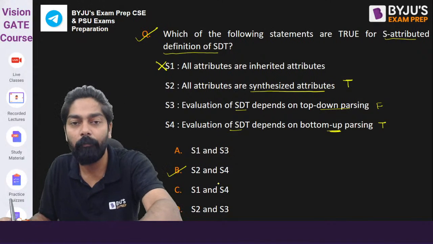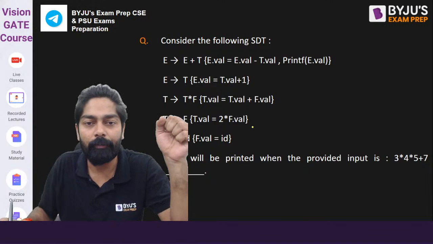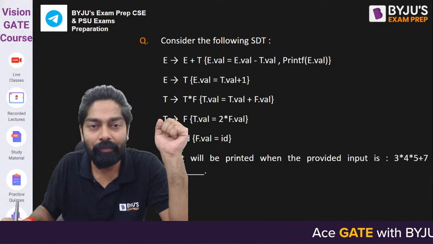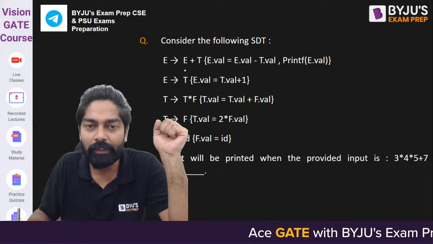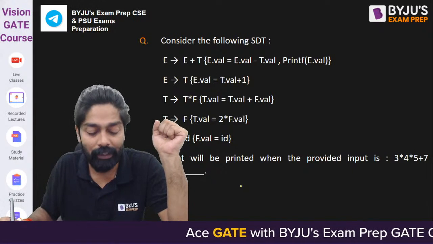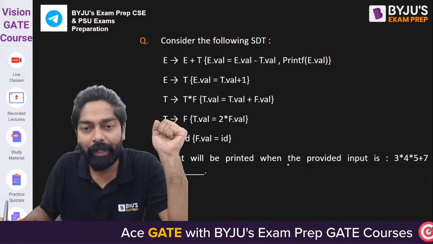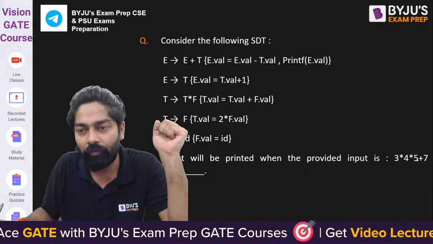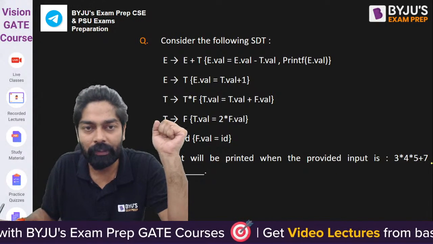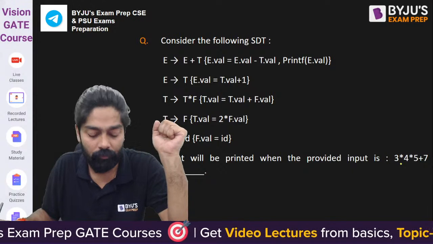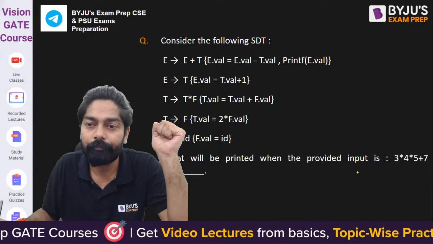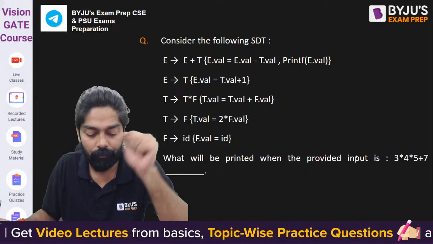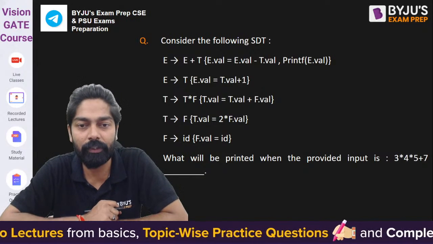Okay, I'm moving on now. Can you please try this question? Consider the following SDT. They have given some grammar with semantic rules, meaning an SDT, and they are asking what will be printed when the provided input is 3 star 4 star 5 plus 7. What will be the output? Can you please tell me? Please try this. I am waiting for the response.